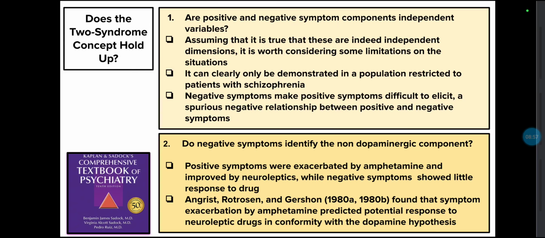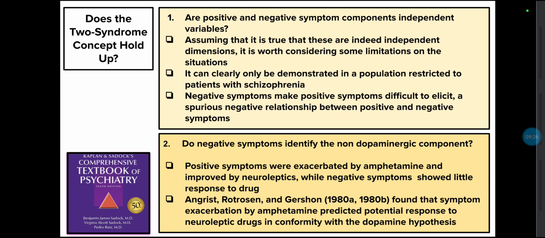So it is not correct to say that positive and negative symptom components are independent variables, as has been given in the subsequent findings by Nancy Andreasen that it is a single spectrum, and whether a patient would lie on the positive symptom side or the negative symptom side depends on multifactorial things. It is not that it is totally independent.